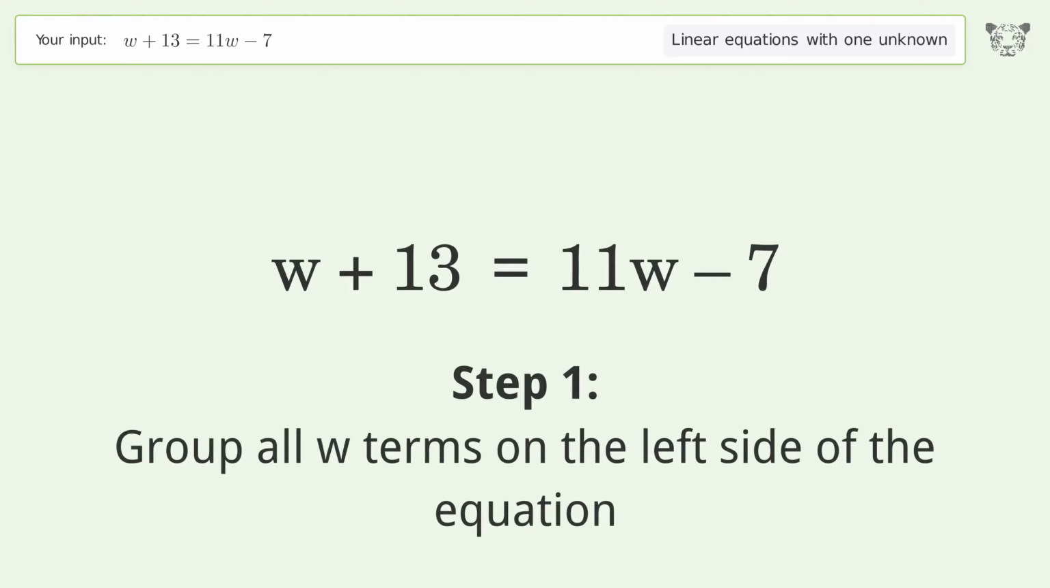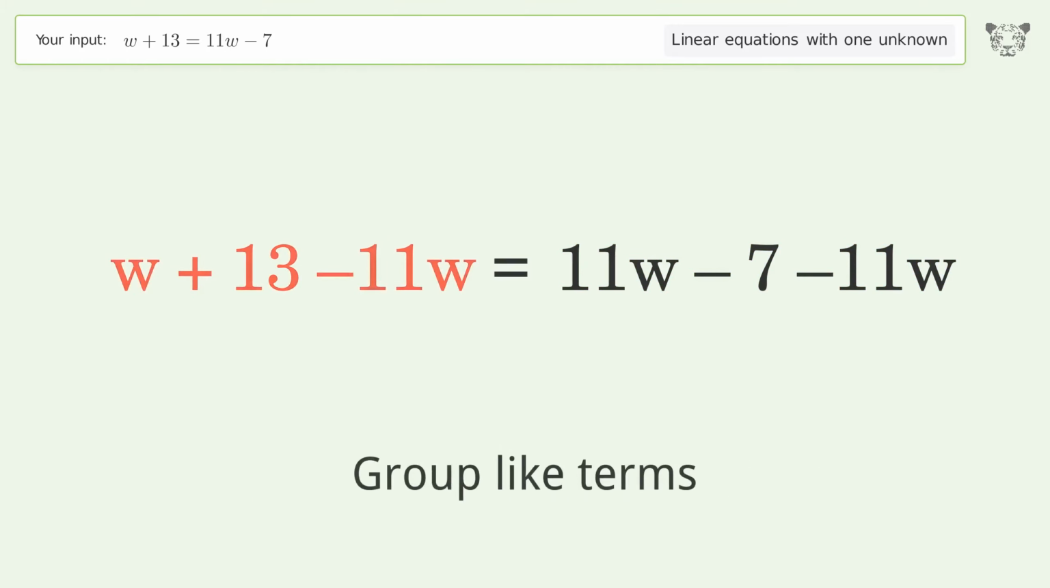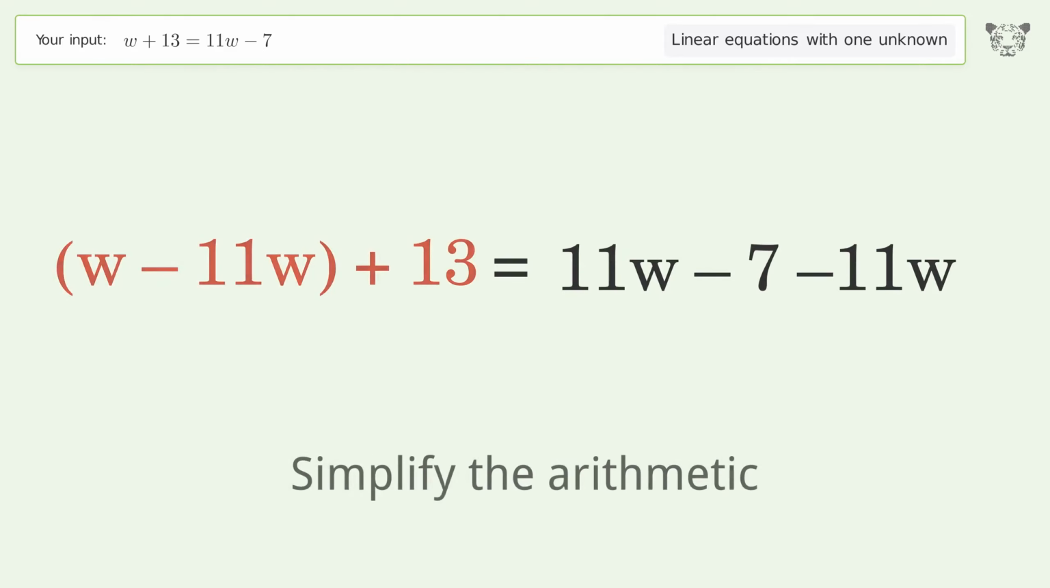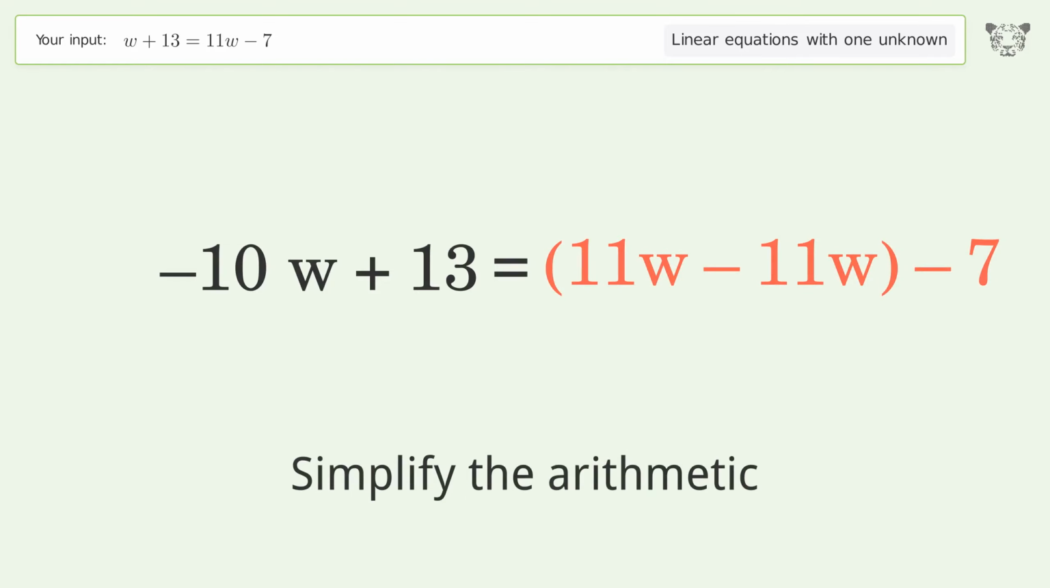Group all w terms on the left side of the equation. Subtract 11w from both sides. Group like terms. Simplify the arithmetic. Group like terms. Simplify the arithmetic.